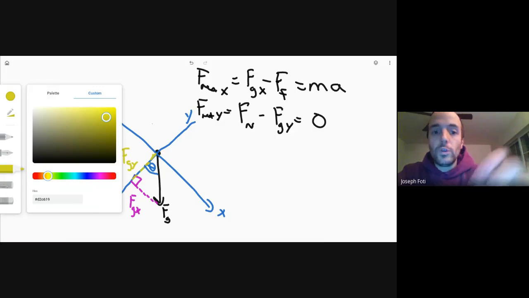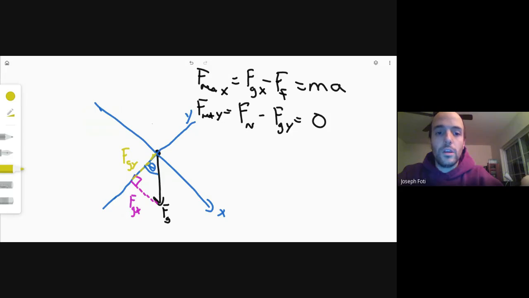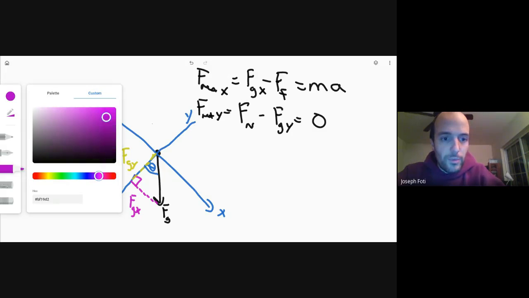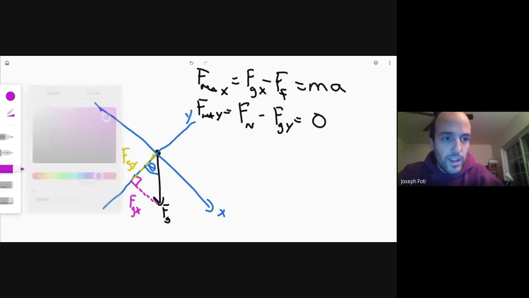So what does that all mean? Well, remember, we're going to have to use some trig. Okay, so let's look at F_gx. I'll go back to my pink. Let's see if I can find it. I don't know if I'll be able to find it again. If not, whatever. Yeah, there it is.